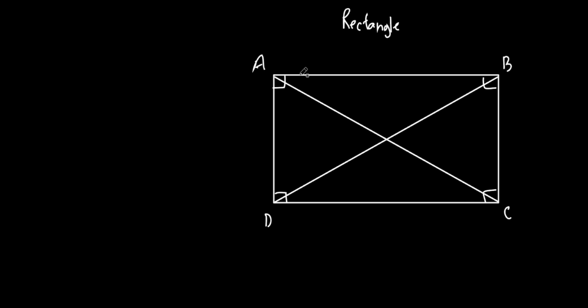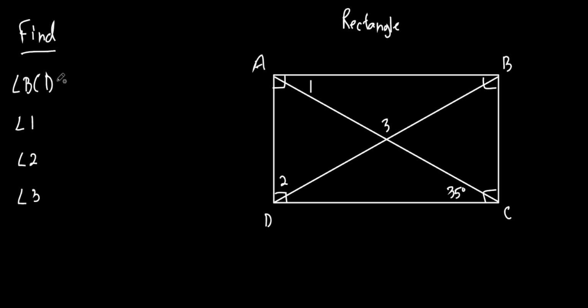So let's put some stuff in there that they tell you. That's angle 1. That's angle 3. This one is 2. This one is 35 degrees. So that's all the stuff they tell you. And here's what they ask you to find. They ask you to find angle BCD. Let's write them down. Angle 1, angle 2, and angle 3.